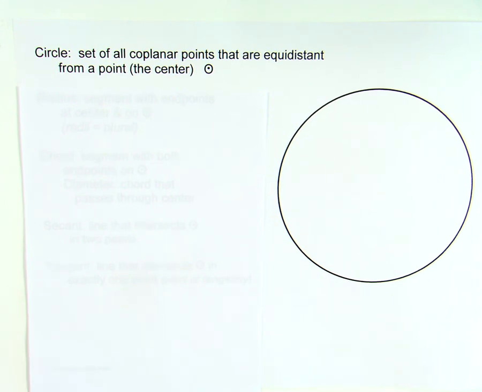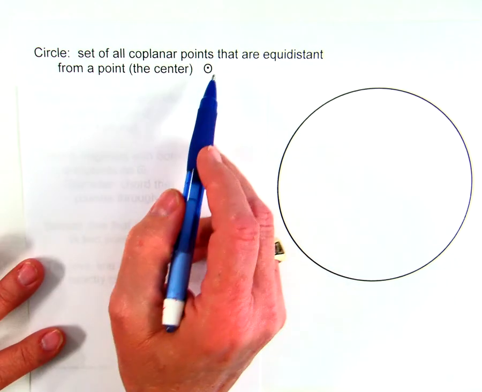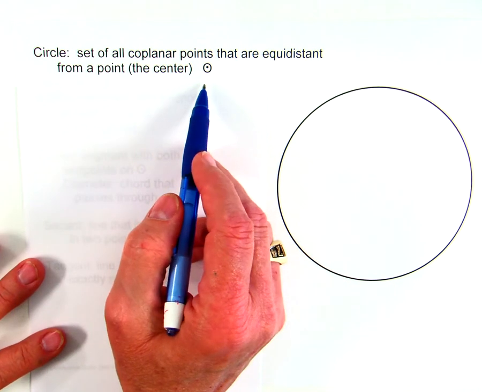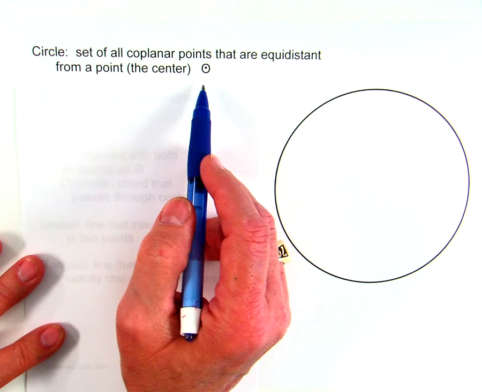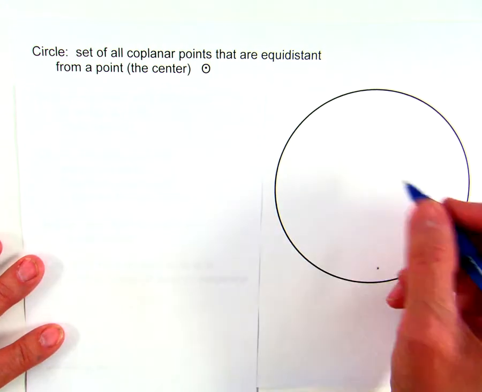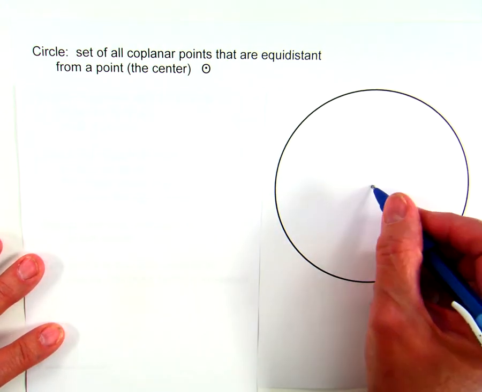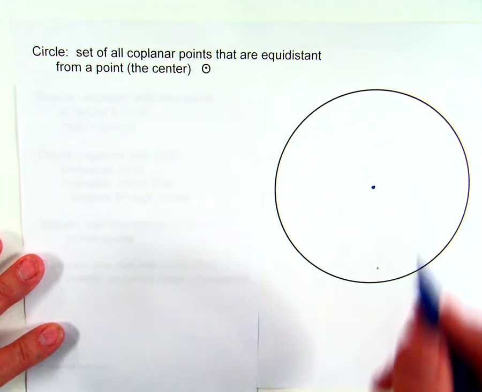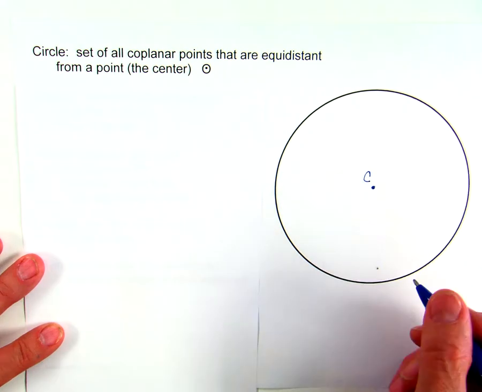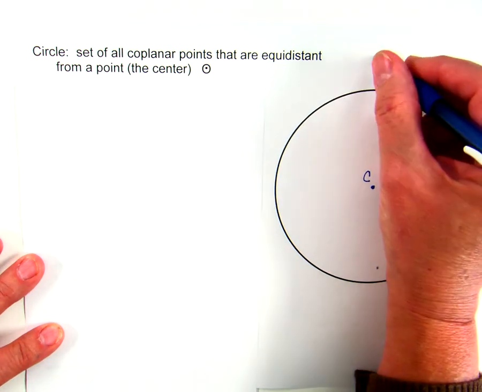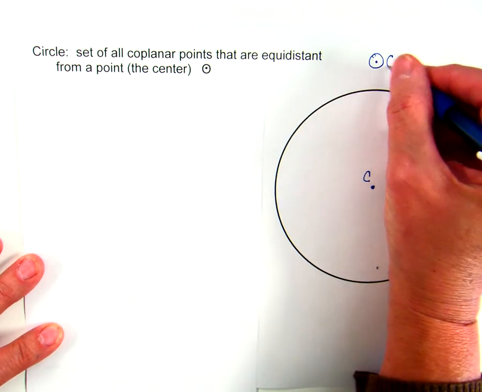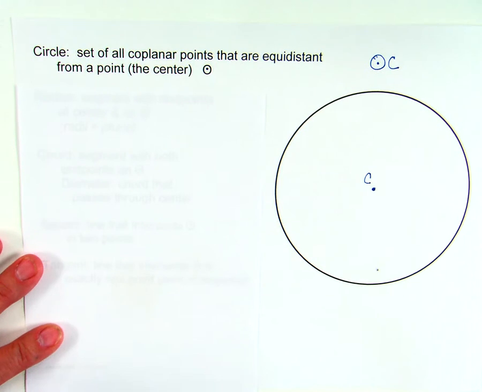The symbol that we use to represent a circle is a circle with a dot in it. We don't just use a plain old circle because it looks like a zero. We name a circle by the center. If this point is C, then we would name this circle Circle C, and that's how we'd write it.